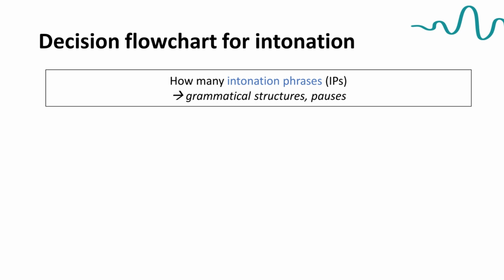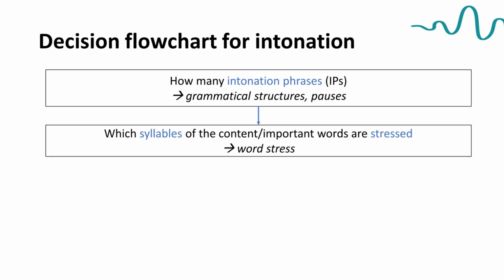Step 1. How many intonation phrases? You may consider its grammatical structures and make use of pauses to break the utterance into IPs. Step 2. Which syllables of the content or important words are stressed? You need to focus on the lexical stress of each word within an IP, and focus more attention on the accented words.